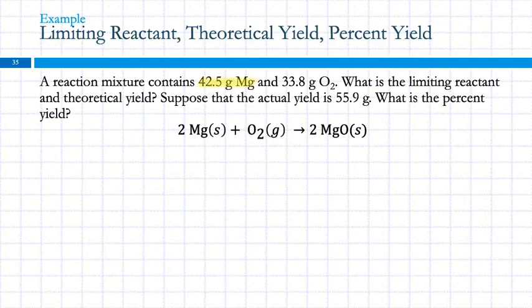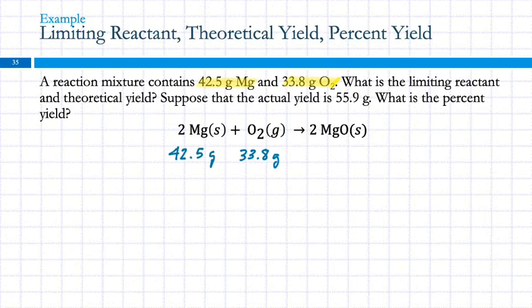So we've got grams of magnesium, we have grams of oxygen. So let's just deal with that. So I'm going to use my balanced chemical equation to organize this information. So this is 42.5 grams of magnesium, and this is 33.8 grams of oxygen. And it's not super clear, but what am I trying to find out? You're trying to find the limiting reactant, theoretical yield. Mm-hmm. Actual yield is 55.9 grams. And then you find the percent yield after that.